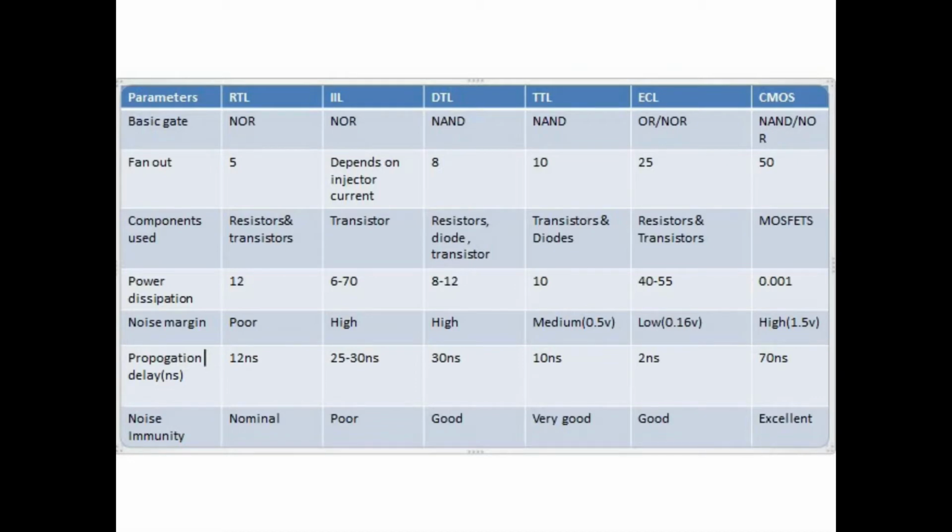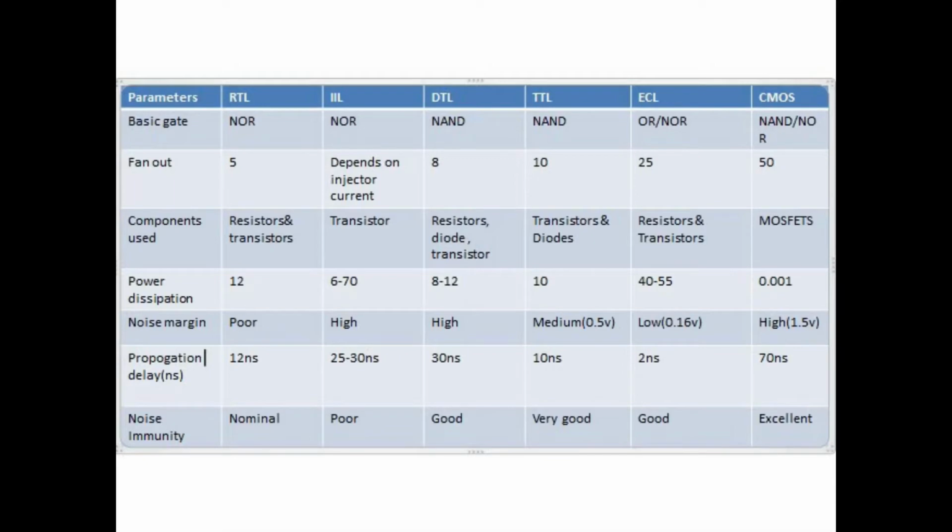The next factor is fan out. So what do you mean by fan out? The fan out is the maximum number of outputs that can be connected to the output of a particular gate. For example, if the output of an XOR gate is connected to 3 other external gates, then the fan out is 3. The fan out of RTL is 5, and for IIL it depends on the injected current, and for DTL the fan out is 8.